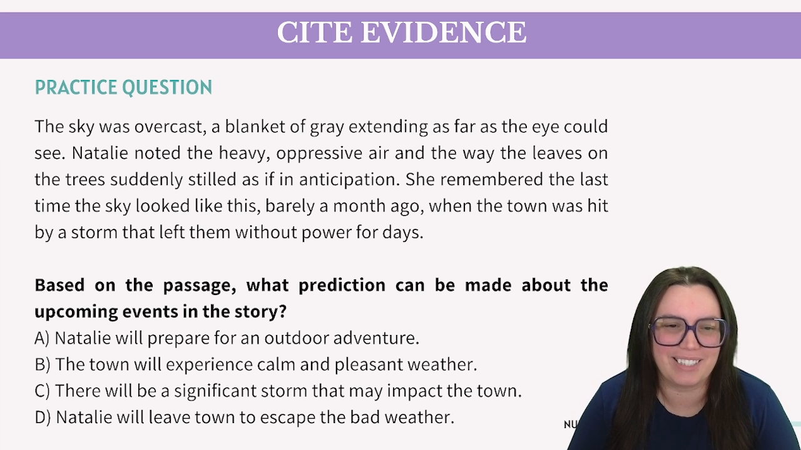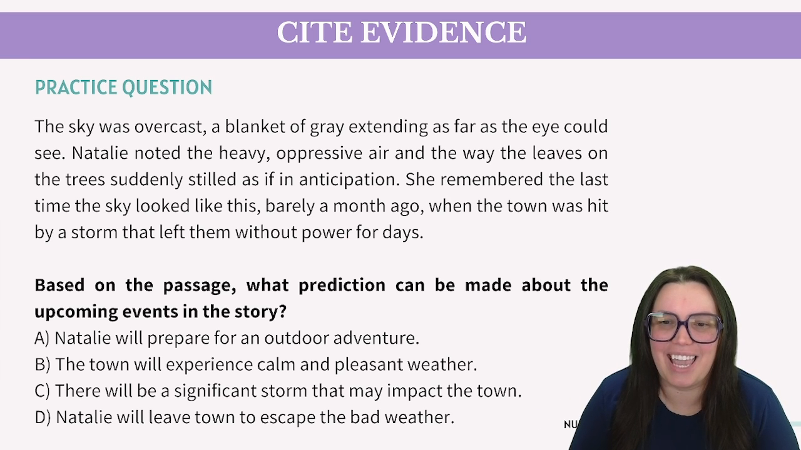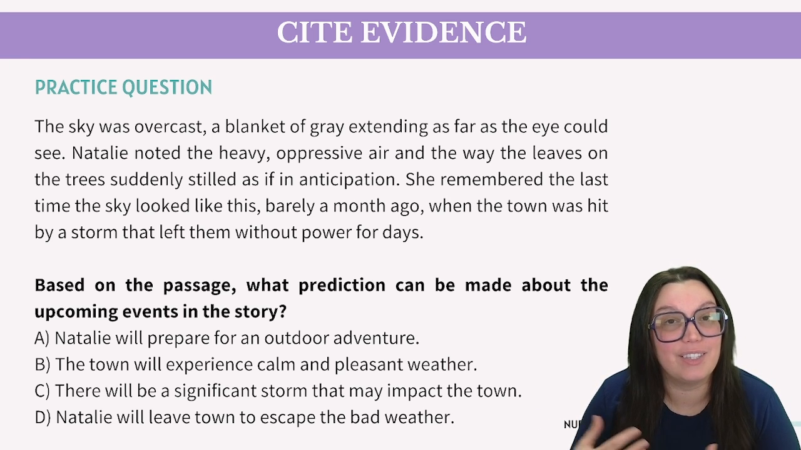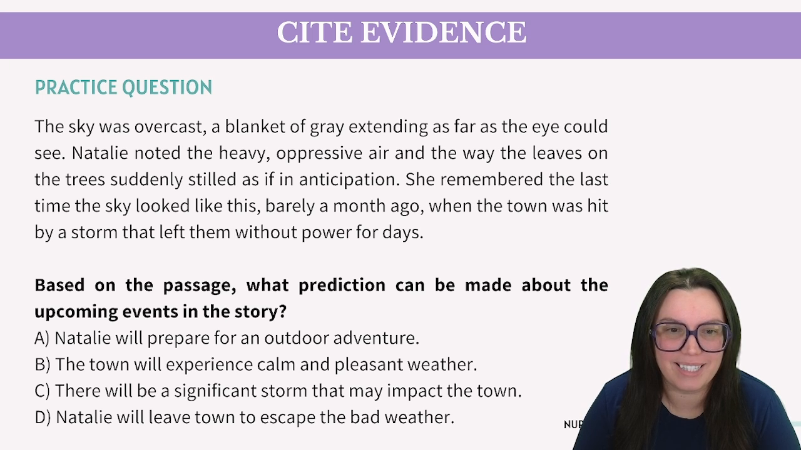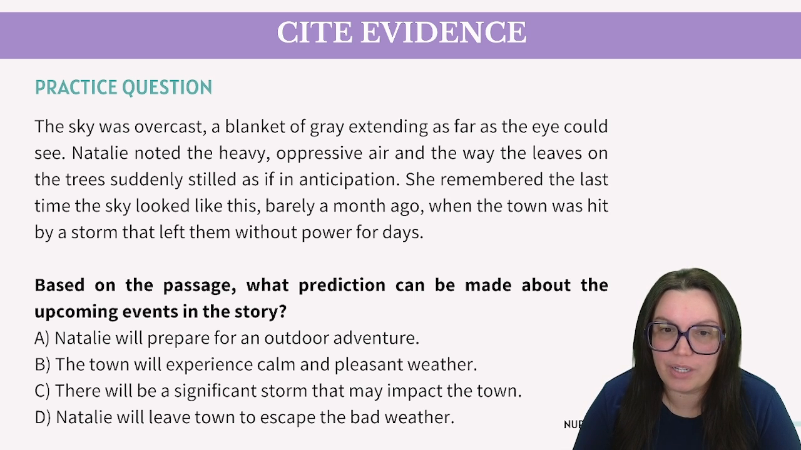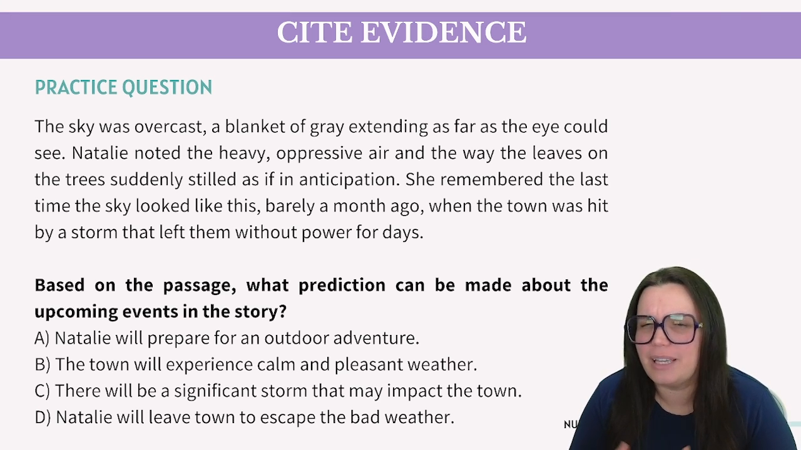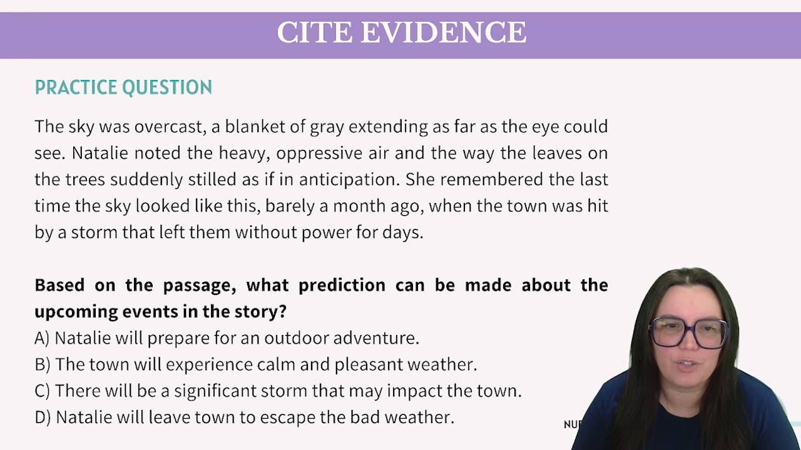Starting with our first practice question. Based on the passage, what prediction can be made about the upcoming events in the story? The passage reads, "The sky was overcast, a blanket of gray extending as far as the eye could see. Natalie noted the heavy, oppressive air and the way the leaves on the trees suddenly stilled as if in anticipation. She remembered the last time the sky looked like this, barely a month ago when the town was hit by a storm that left them without power for days."